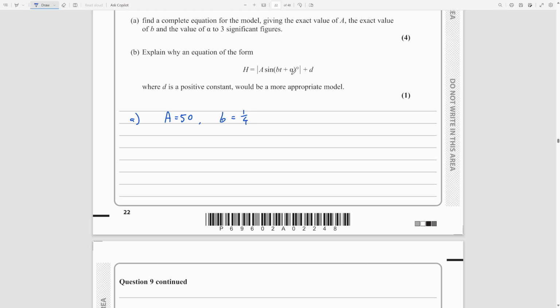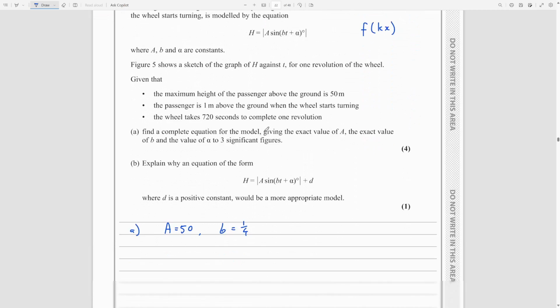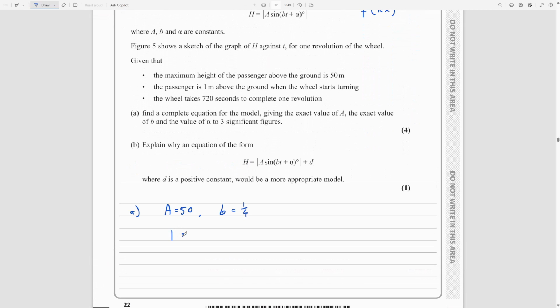Now, to figure out what the alpha is, it's probably easiest to just sub in a point that we know, and the easiest point we know is t is 0, h is 1. So I can say that the height is 1, and that's the modulus of, well, a is 50, sine of, when t is 0, that's just 0, so it's just sine alpha. So I can just solve this now. The modulus of 50 is just 50, so I can divide both sides by 50. So I have 1 over 50 equals sine alpha. I don't need to worry about it being negative because it's not negative, and that's in the first part of the sine graph. So I just do inverse sine of 1 over 50, and I get alpha is 1.15 to 3 significant figures.